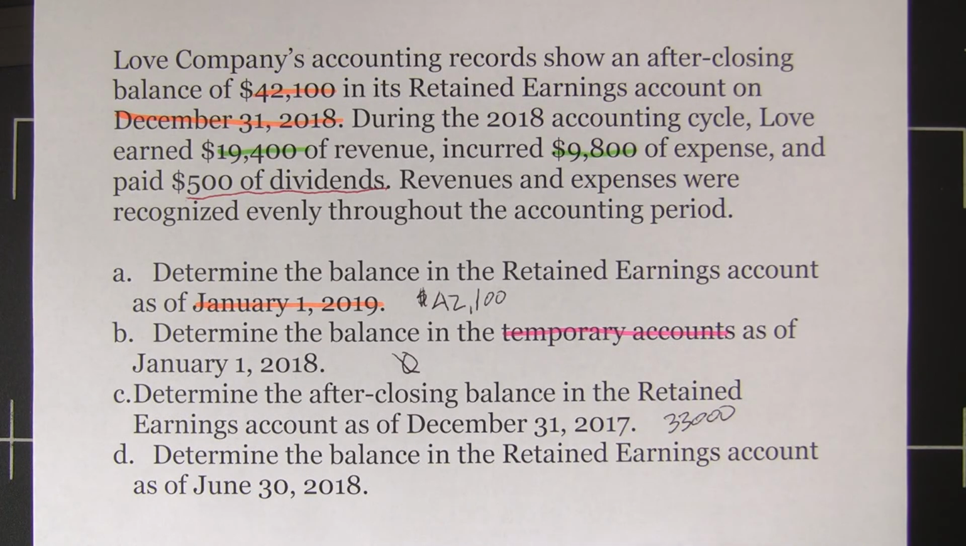And then it says, what's the balance in retained earnings account as of June 30? I'm going to give you the official answer. I don't agree with it. They say the balance in June 30 is the same as it was January 1st. Technically, that's true because you don't do the additions and subtractions consistently as you go through the year. You do it quarterly or semi-annually or annually. So technically, it's the same as it was January 1st, which we've just found out was 33,000.